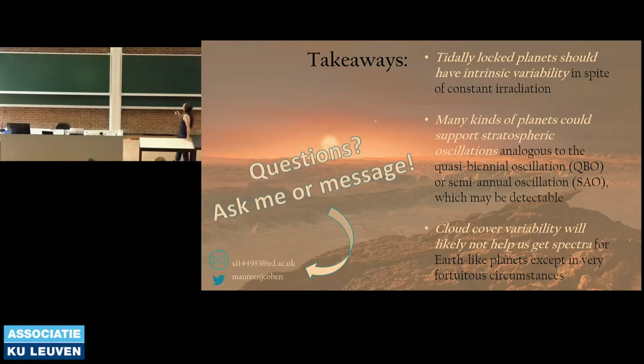So I've come to the end of my talk, but I've got a few takeaways. Essentially, tidally locked planets should have intrinsic variability, even though they have this constant radiation pattern, because of the inherent atmospheric dynamics of this orbital configuration. Many planets could support a stratospheric oscillation, similar to the Earth's quasi-biennial oscillation or semi-annual oscillation. Those oscillations may be big enough to be detectable, and they can happen on all kinds of planets. And finally, the cloud cover variability that we see in our simulation is probably not going to help us get spectra for Earth-like planets, except in very lucky circumstances. So that's it for my presentation, but if you have questions, I'll be happy to answer them.